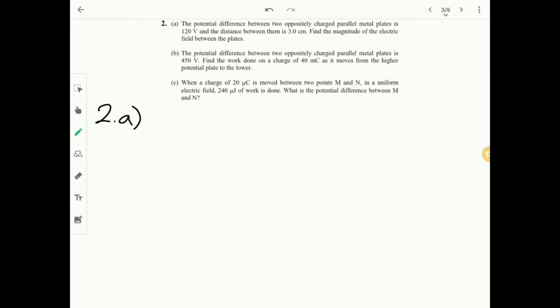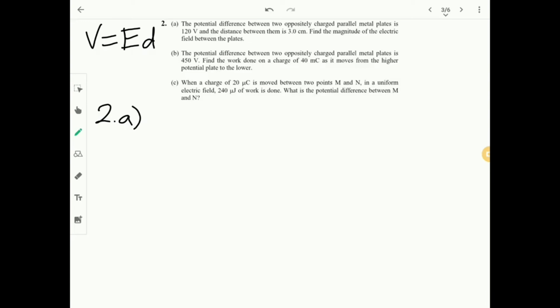We should know that basically the formula to find if the field is uniform, V equals ED. That is the main formula we should know. V equals ED, where D is the distance between the parallel metal plates. Because the only time we have a uniform electric field is 2 parallel plates, right?